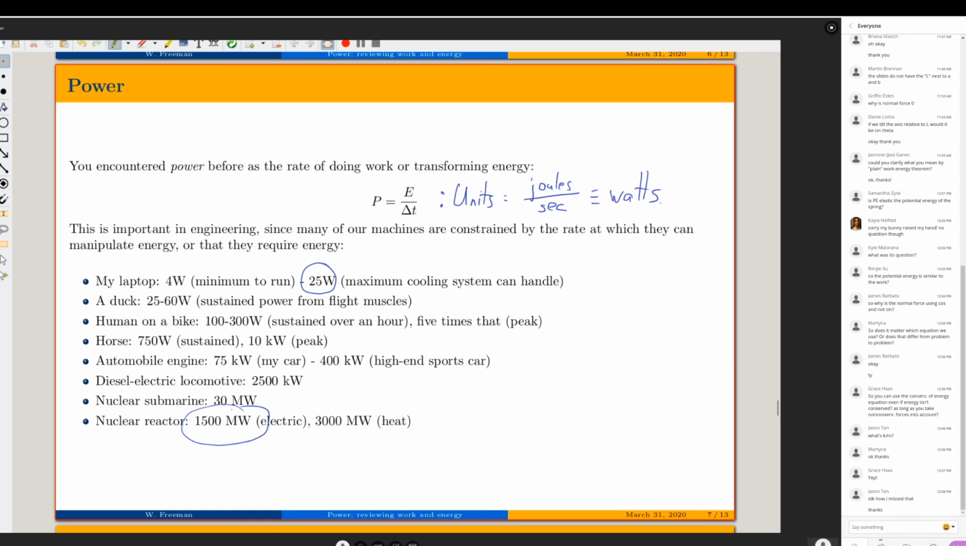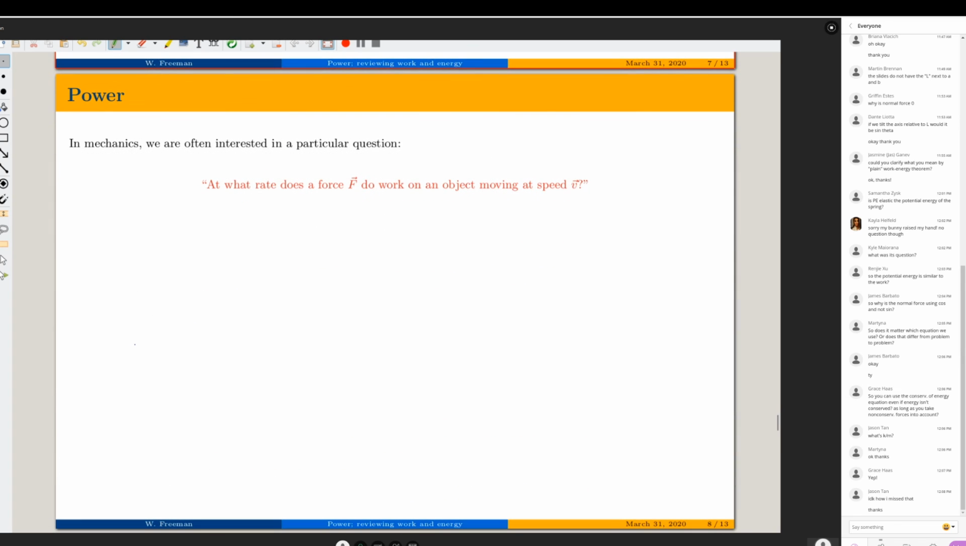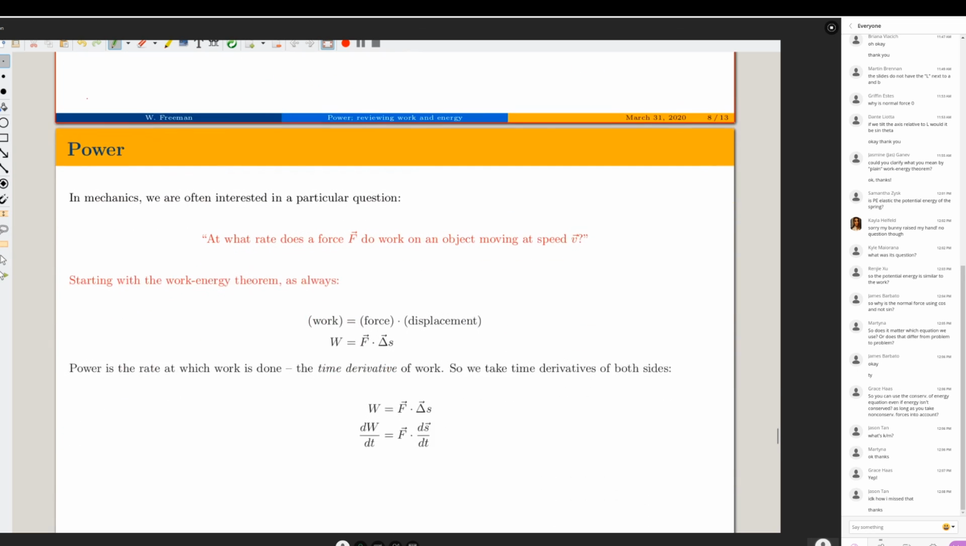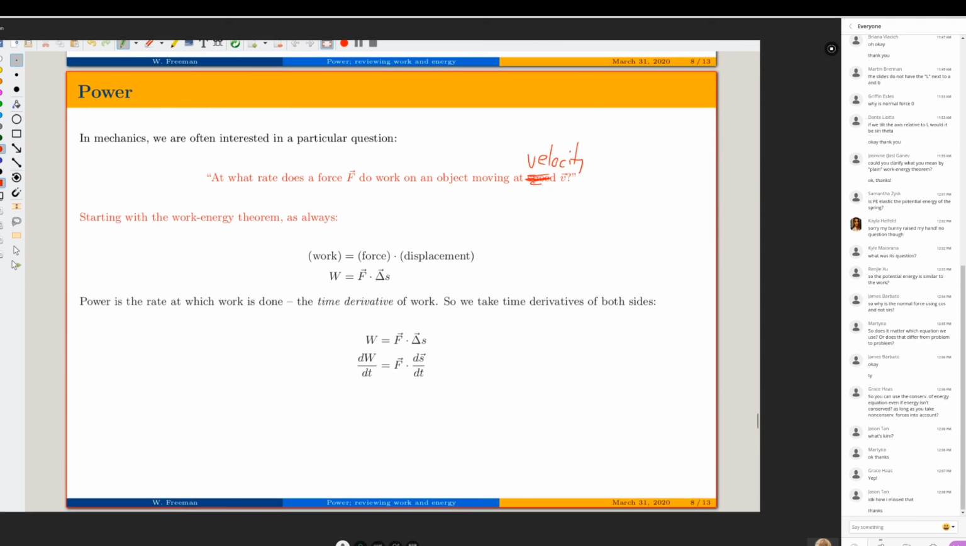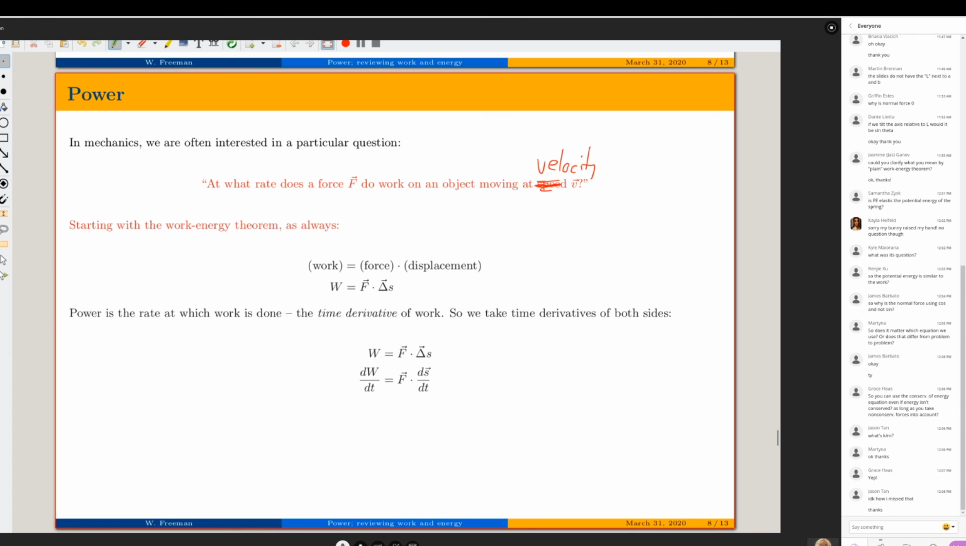So what I'd like to do now is to look at power in the context of mechanics, because this is what comes up in engineering. So we want to know the rate at which a force does work on an object moving at some speed. And, since I put a vector sign on that, I really ought to say velocity. So we'll start with the work-energy theorem, like we always do. If work is force dot displacement, and I want to know the rate at which work is being done, I take time derivatives of both sides.